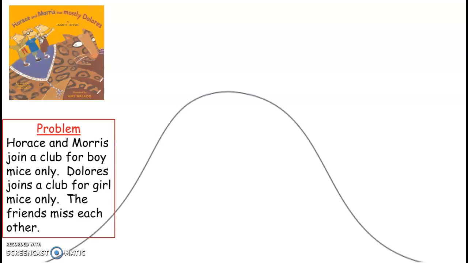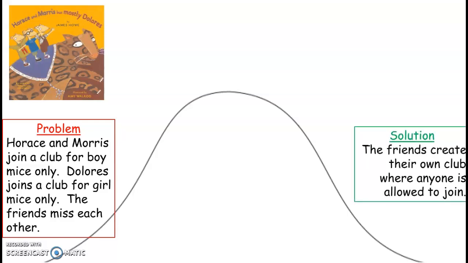In the story Horace and Morris, but mostly Dolores, our problem is that Horace and Morris join a club for boy mice only, and Dolores joins a club for girl mice only. The friends end up missing each other a lot. At the end of the story, the problem is solved when the friends create their own club where anyone is allowed to join.